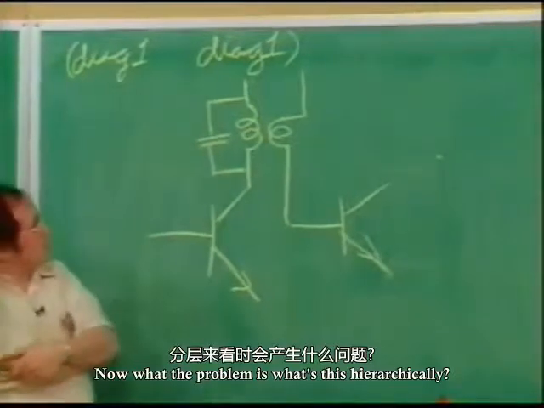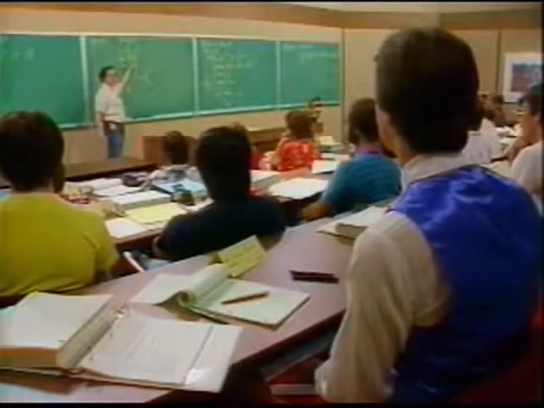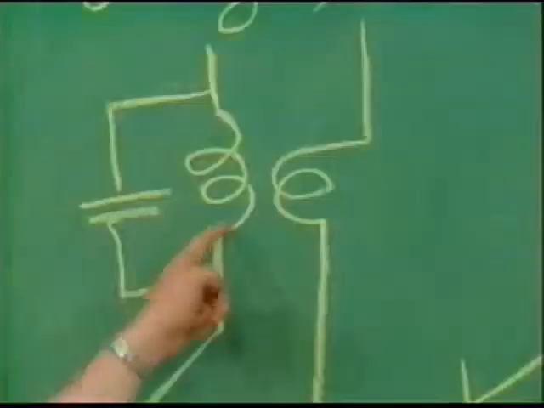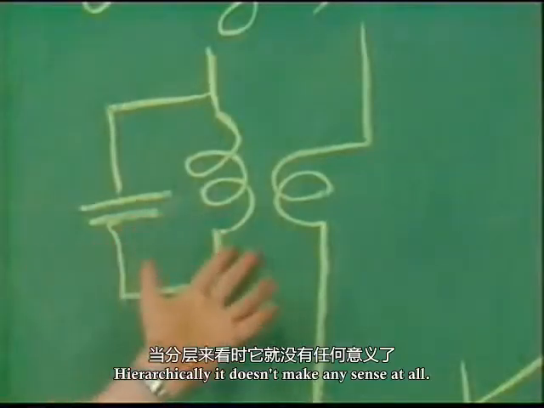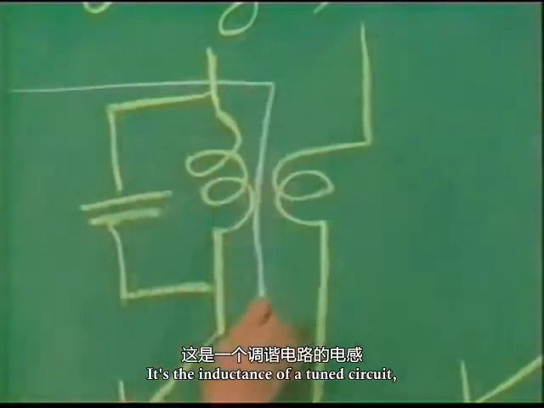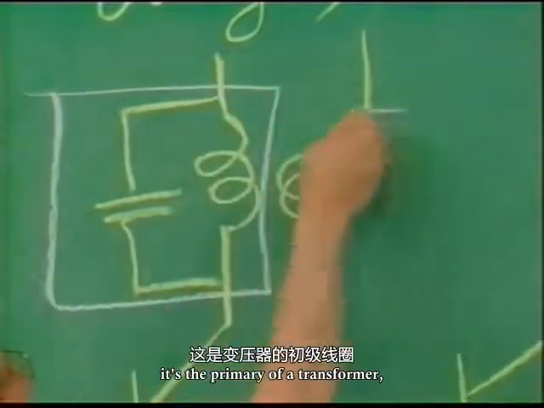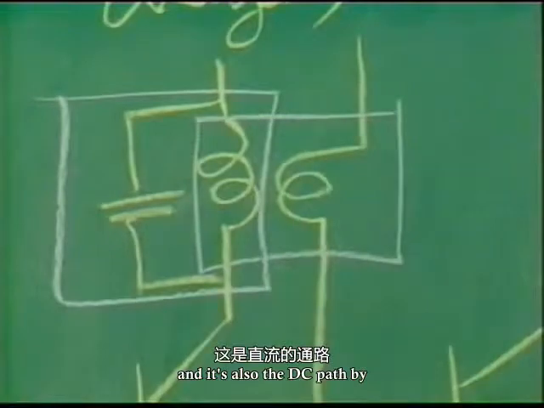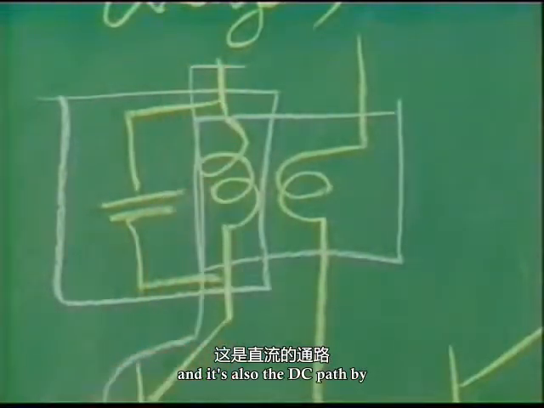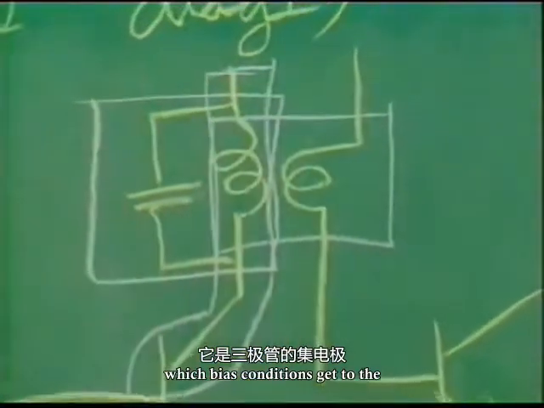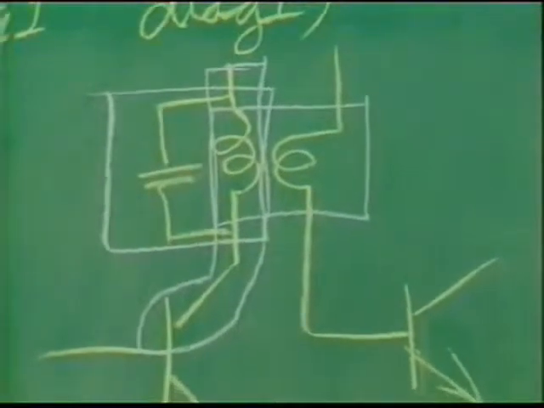Now, what the problem is, what's this hierarchically? It's not one thing. Hierarchically, it doesn't make any sense at all. It's the inductance of a tuned circuit. It's the primary of a transformer. And it's also the DC path by which bias conditions get to the collector of that transistor.